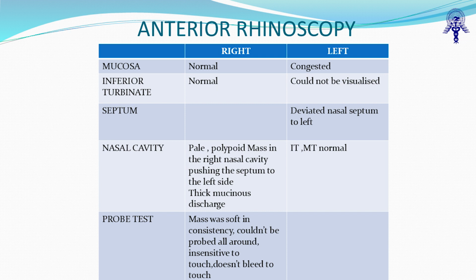Now imagine that in this case, in the right nasal cavity, there is a mass which is so big, which is pushing the septum to the left side with thick mucinous discharge. First question is, if you have written thick mucinous discharge, what is a thick mucinous discharge? How will you describe? Why did you write thick mucinous discharge? What are the types of nasal discharge? Thick mucinous discharge is a pathognomonic sign in this pathology which will be discussed during the diagnosis.